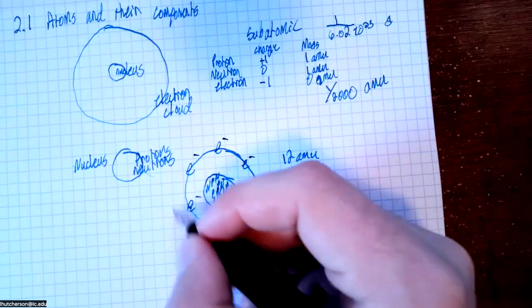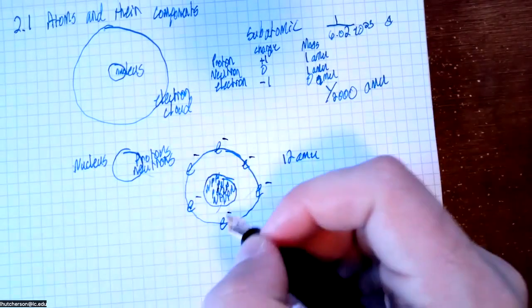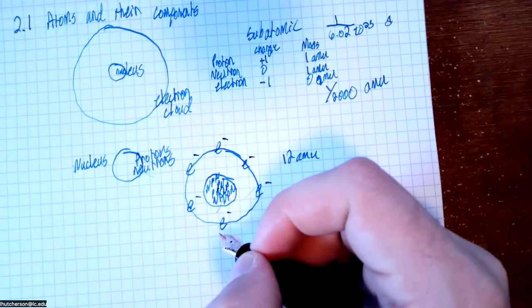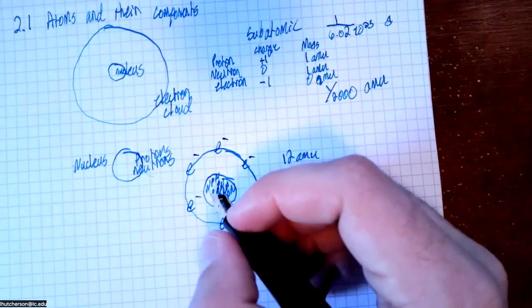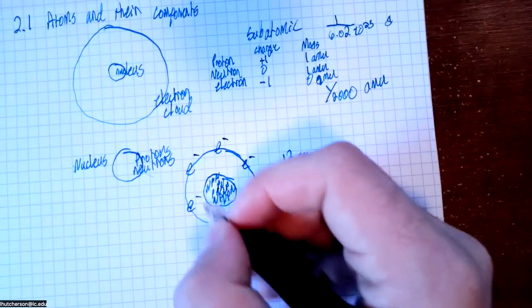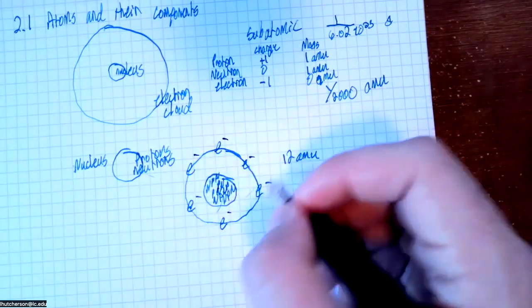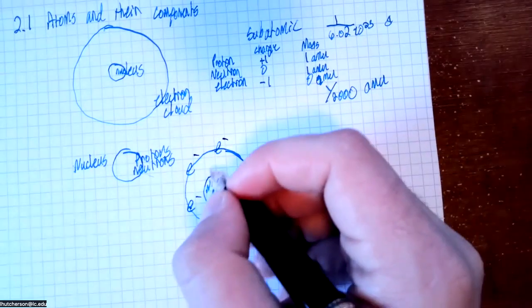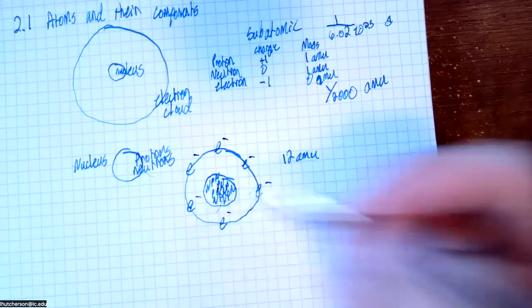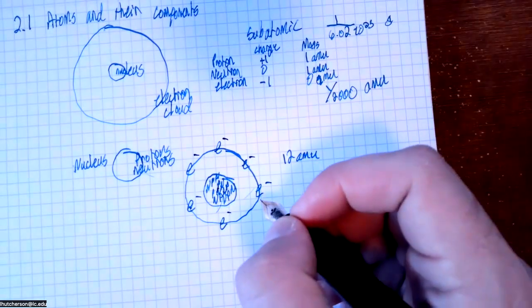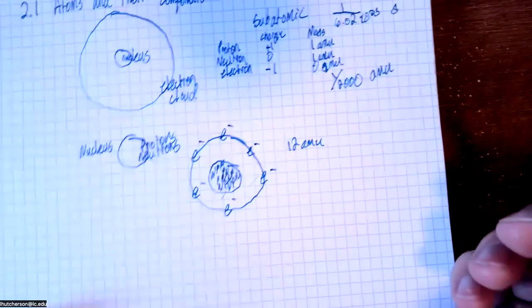We have these teeny tiny particles floating around out here in this region. And so that means that the electron cloud does contribute the majority of the volume of an atom. But because there are only so many electrons in this huge region, most of an atom is actually empty space. Okay. That covers the structure of an atom.